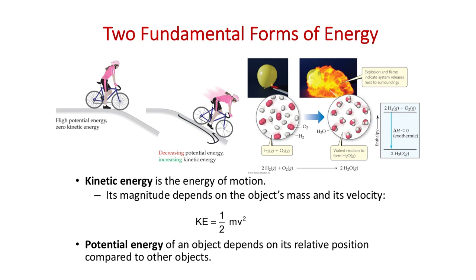And so kinetic energy, energy of motion, has a magnitude that depends on the object's mass and velocity, as we mentioned. The potential energy of an object depends on its relative position compared to others. It depends on the hydrogen being bonded with itself, not with an oxygen in between. That makes a big difference.